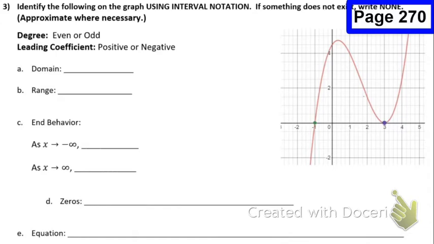I want you guys to decide about the degree and the leading coefficient up at the top, and then do part C and D. Hold off on domain and range, and please hold off on the equation for right now. Even if you're pretty sure you know how to write it, hold off on the equation for right now. So I want you to do degree and leading coefficient, end behavior, and zeros. Take a moment to do that on your page.